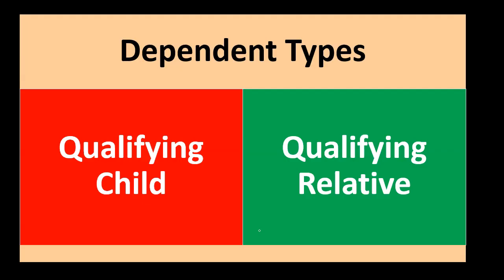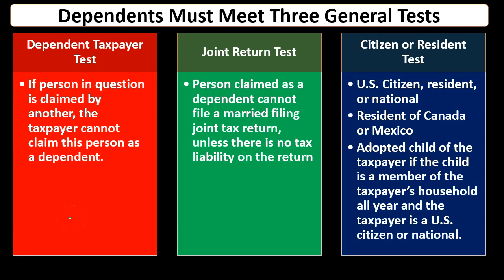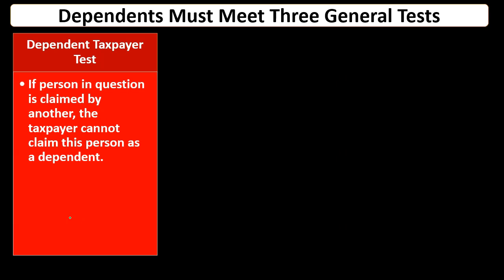Dependents must meet 3 general tests. So whether they are a qualifying child or qualifying relative, they would need to meet these tests. Those include the dependent taxpayer test, the joint return test, and the citizen or resident test. The dependent taxpayer test is, if the person in question is claimed by another, the taxpayer cannot claim this person as a dependent. So in other words, one person can't be claimed as a dependent on multiple different tax returns.